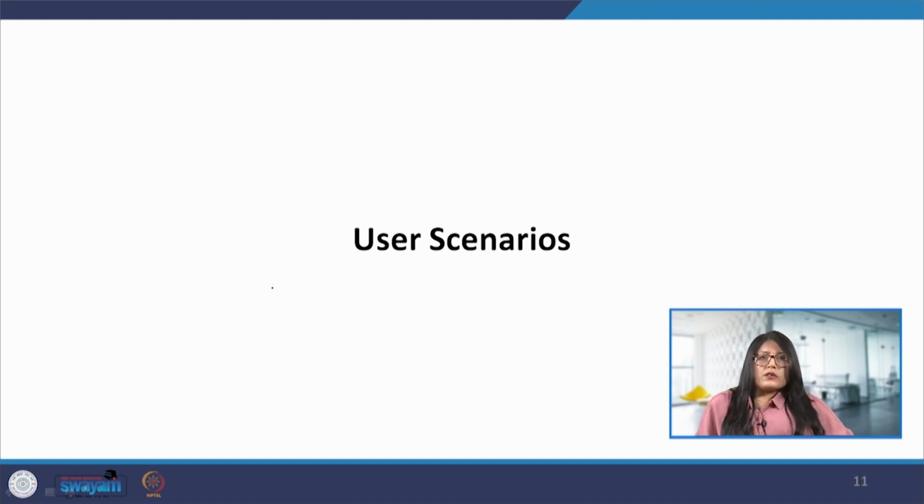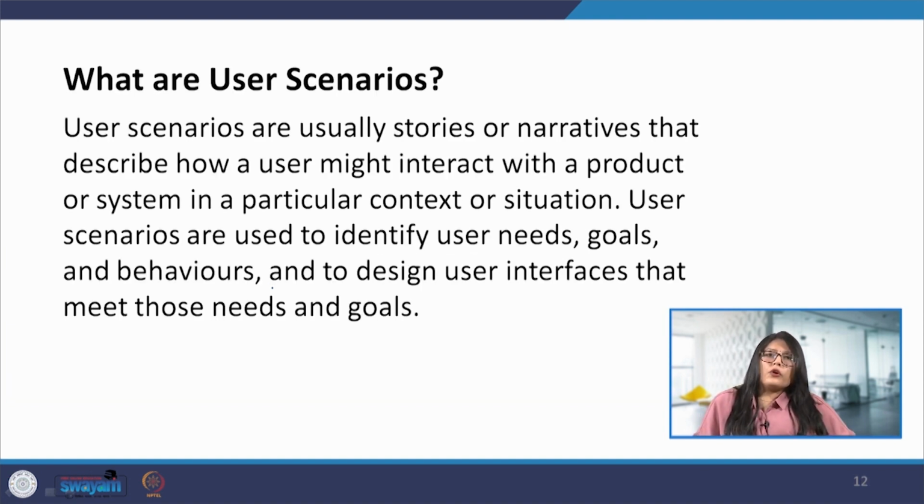Now, we will come to the user scenarios. So, user scenarios are usually stories or narratives that describe how a user might interact with a product or system in a particular context or situation. So, user scenarios are used to identify user needs, goals and behaviors and to design user interfaces that meet those needs and goals. So, we saw earlier an example of Ramesh, who was the health enthusiast, and how from the scenarios we could identify the goals.